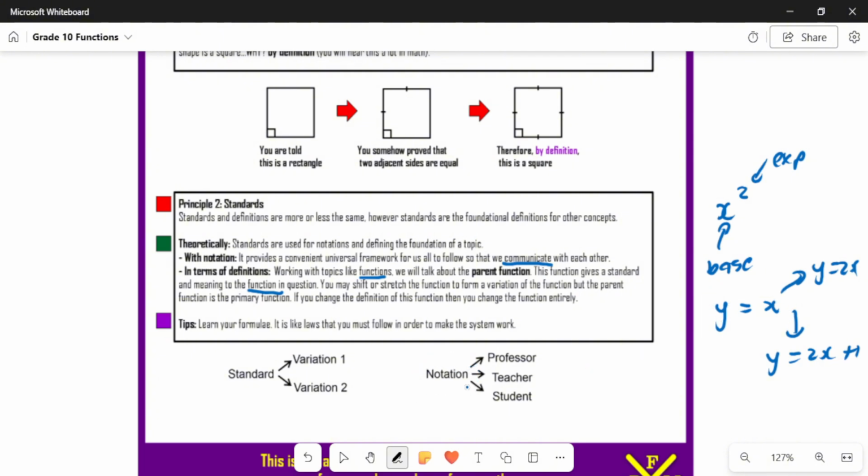In terms of notation, notation is important. It's a standard, right? It's a foundational definition for a topic, because the way your professor would write it is the same way your teacher would write it, and it's the same way a student should write it. So this is why we have to understand the difference between definitions and standards. Standards, in terms of notation, are for communication, and in terms of definition, they provide the foundation for every other topic, right? Because there could be variations to the topic, but it all stems from where? This is what first principles thinking means. We go down to the foundation, because it can't change here, but it can change here. But if we can understand the basics of it, then we can build our knowledge and understand much more complicated stuff.